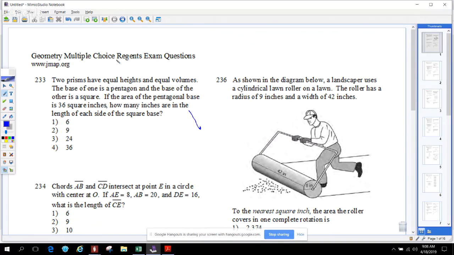All right. Pen. All right, so it says, as shown in the diagram below, a landscaper uses a cylindrical lawn roller on a lawn. So we know it's going to be something with a cylinder. So if we think of cylinders, we know that the formula for a cylinder, if you look at your formula sheet, is V equals pi r squared h. Okay. It tells us that the roller has a radius of 9, and it has a width of 42. And it wants us to know what is the area the roller covers in one complete rotation.